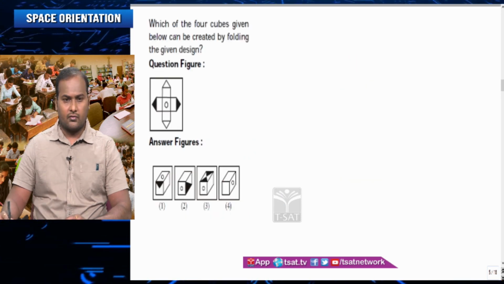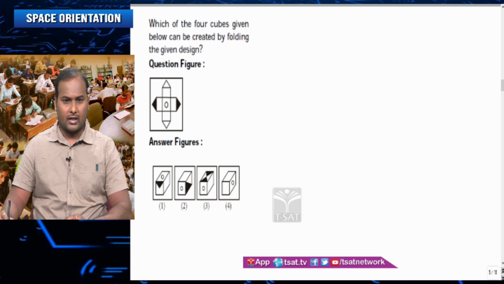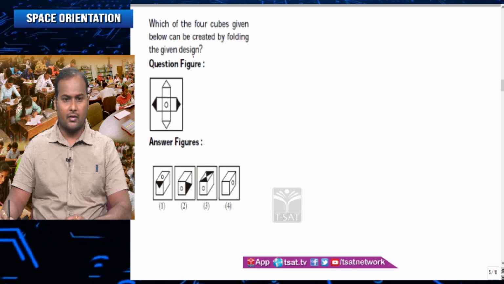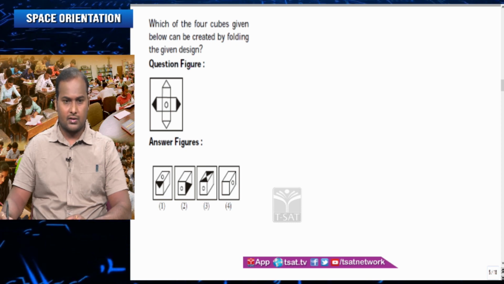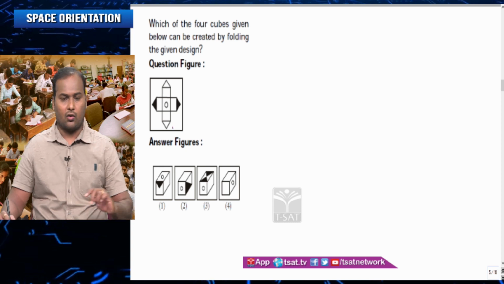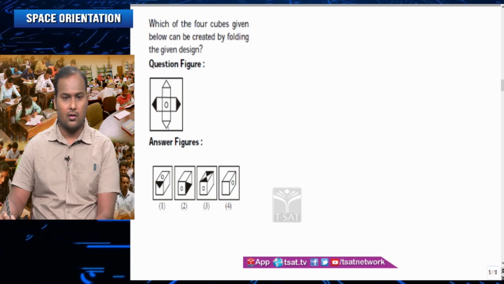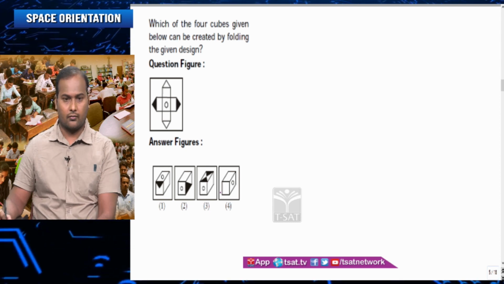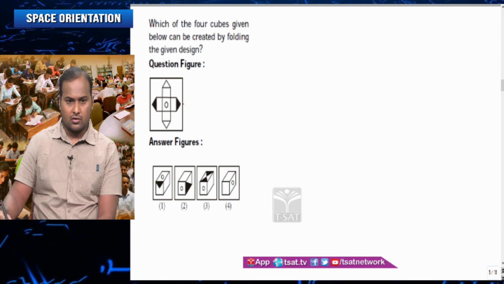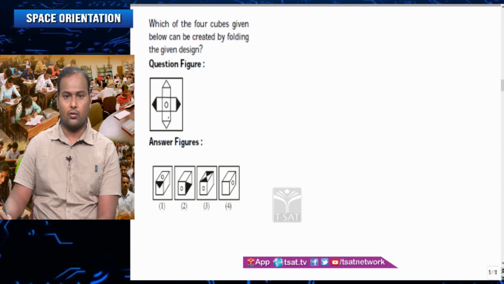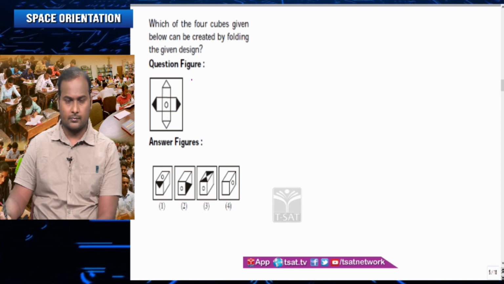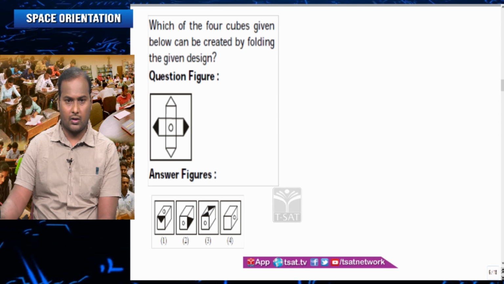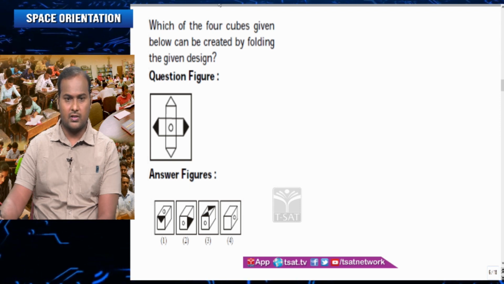In this question, which of the 4 cubes given below can be created by folding the given design? So in the question figure, a design is given. Now if I fold this design, which of the following options, either 1, 2, 3 or 4, will be correct, he is asking. Before finding this out, I said to find out the opposites first. Let's try to find out the opposites now.